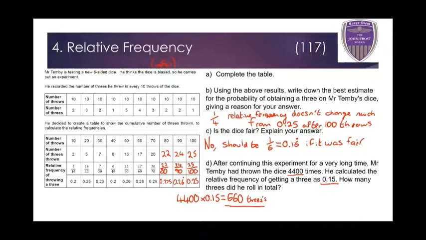But let's pretend we knew he rolled 660 threes out of 4,400 times. So 660 out of 4,400. That's the same as writing 660 over 4,400. And if you press equals on the calculator, you will get a relative frequency of 0.15. So that's just showing you how it works both ways. Okay, so he got 660 threes. So well done if you got that. Okay, let's have a look at the next question now.